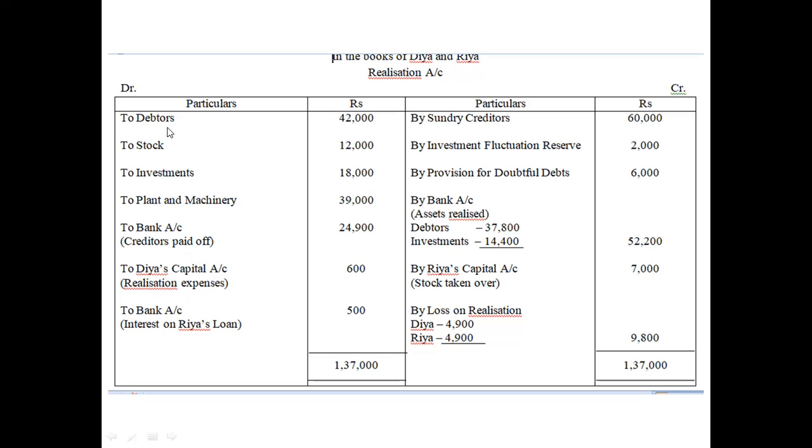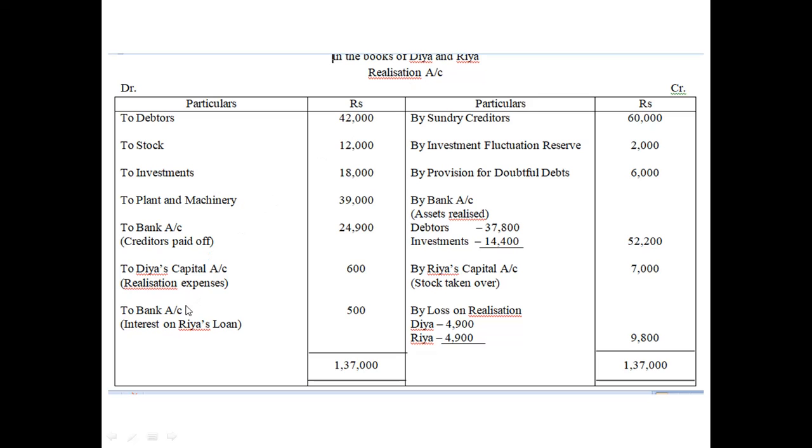Instead of that we will start with debtors. Right here, debtors 42,000. The provision related to this will be transferred to the credit side of the realization account. Liabilities are your provisions. We already know that both provisions and reserves are your liabilities, so the liabilities will appear in the credit side of your realization account.